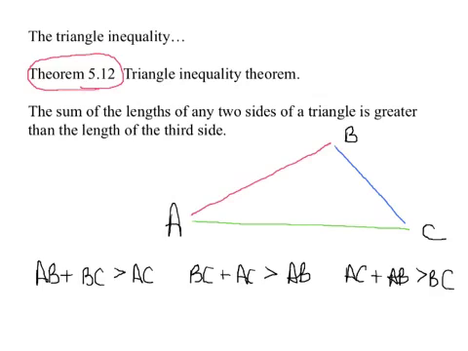Okay, here we see that if we added up the lengths of the sides, AB plus BC is going to be bigger than AC. BC plus AC is going to be bigger than AB. And AC plus AB is bigger than BC. Okay, we're going to use this to solve some algebra problems.